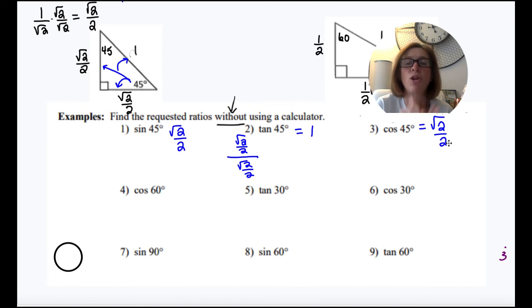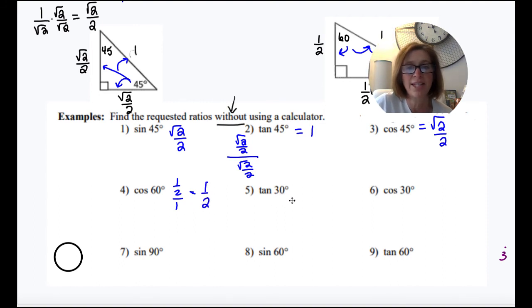Those values will always be true. If I ever ask you the sine of 45, you're going to have to know it's root 2 over 2. So these values are going to be things that over the next couple of days, we're going to want to memorize, okay? All right, let's go to this triangle with 60. The cosine of 60, okay? So the cosine would be 1/2 over 1. So the cosine of 60 would be then 1/2.